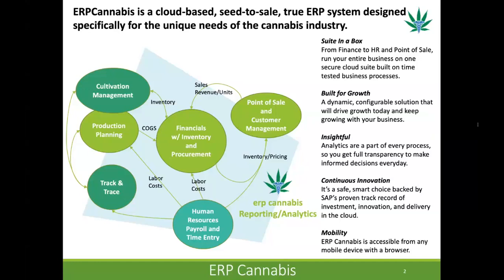All of the modules are interconnected so that information is shared, and the ERP database contains all of the information that is generated through the ERP system, which is then made available for reporting and analytics. That is a critical component, and being able to capture all of the data and report it in the most useful way for your particular situation is a critical success factor in leveraging the investment that you make in a true ERP system, such as ERP Cannabis.